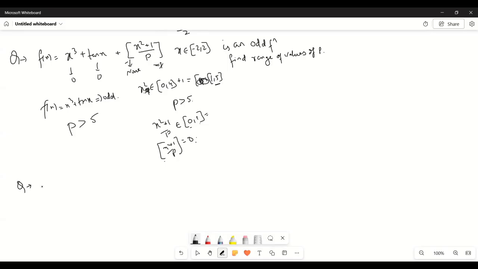Yes, sir. Okay. Next question. If f of x plus a is equal to 1 plus root over of 2fx minus f square x, for all values of x belonging to real numbers, find the period of fx.